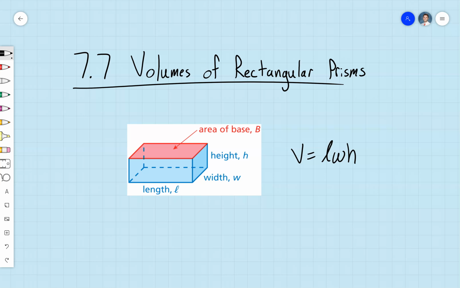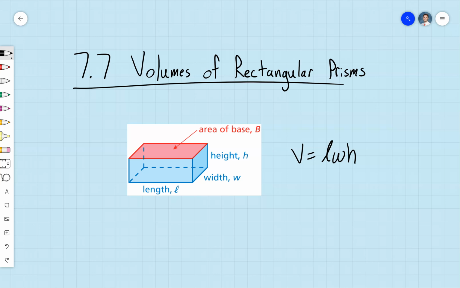All right, we are going to look at finding the volume of rectangular prisms. So remember that the volume is the space that is occupied by a solid. If you remember, area was the space occupied by a two-dimensional figure, right? We can then just apply that. So now, rather than looking at a two-dimensional figure, we're looking at a three-dimensional solid.